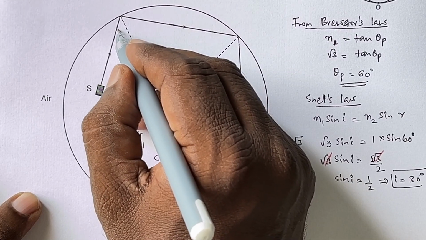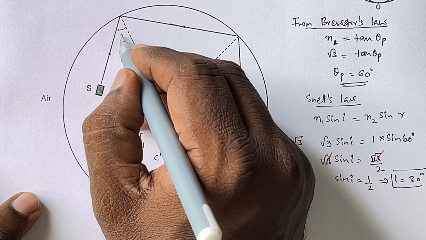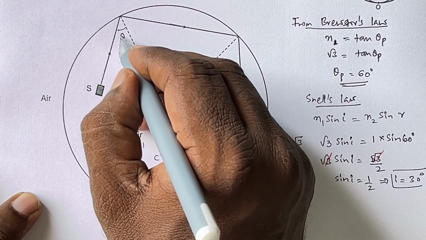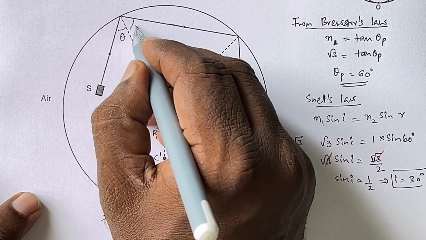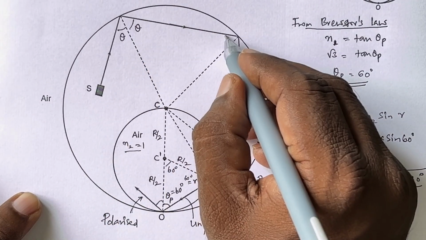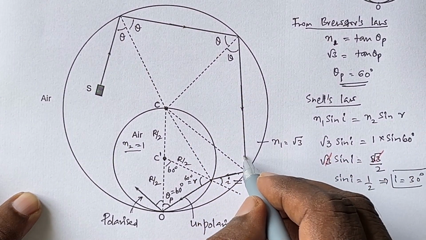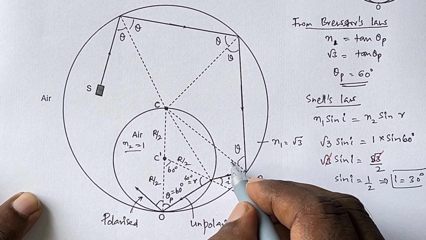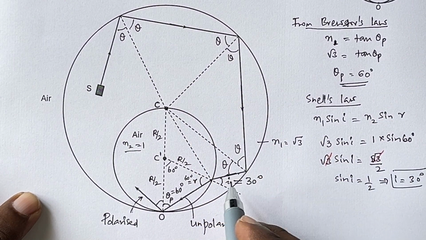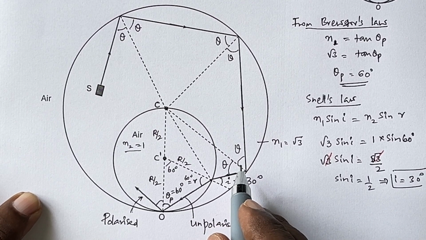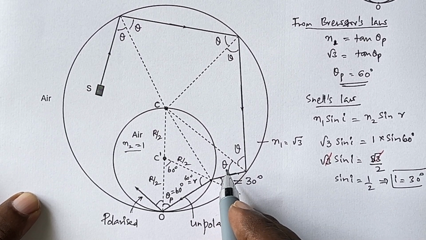Okay. See, at the periphery of the glass sphere, the light ray is reflected. Angle of incidence is equal to angle of reflection. This theta we have to calculate. Sin of this theta we have to calculate.